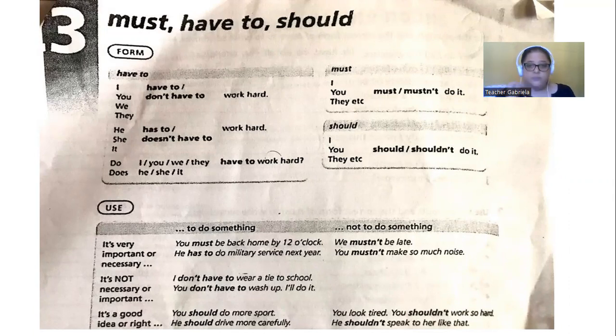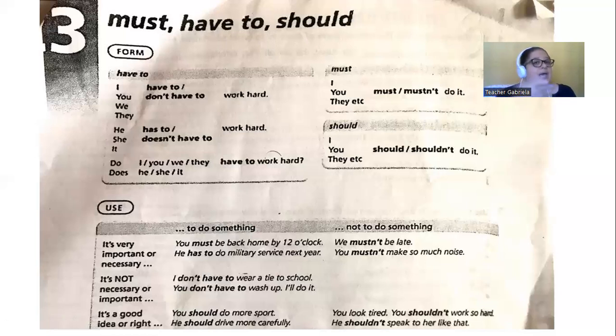Sujeto, you. Modo auxiliar, should. Verbo, go. No se dice you should to go. No se dice you should going. El verbo cae normal. El único que lleva en este caso el to es el have to. Pero en el caso de must y en el caso de should, el verbo cae normal.